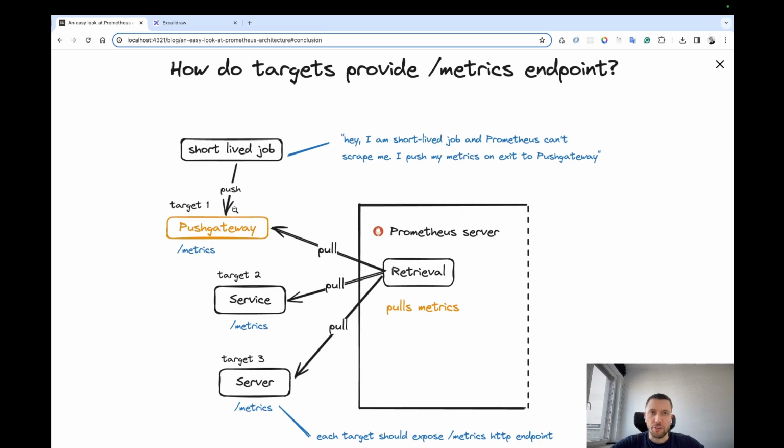Yeah, there is a corner case here. Since Prometheus scrapes metrics at regular intervals, there is a problem when it comes to short-lived jobs. So for these purposes, there is a push gateway where a short-lived job pushes metrics on exit. Then Retrieval can scrape metrics from this push gateway.